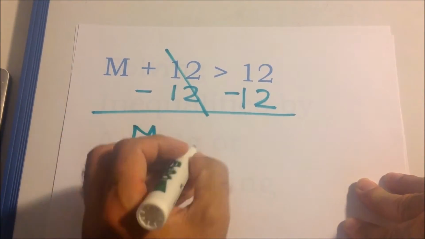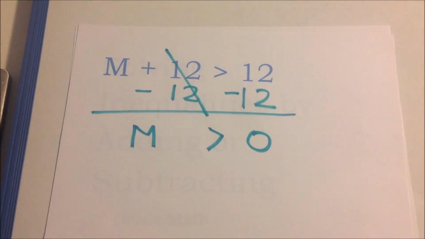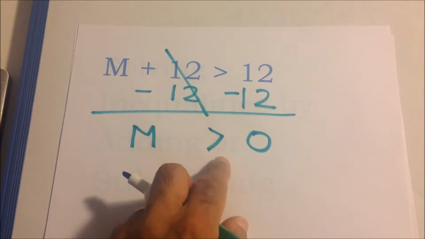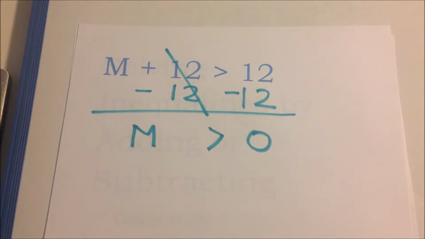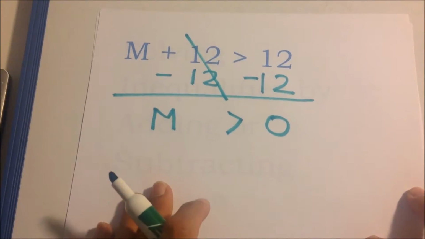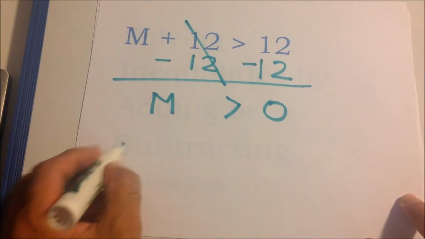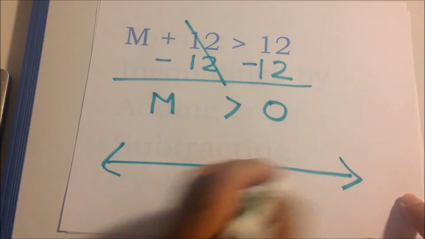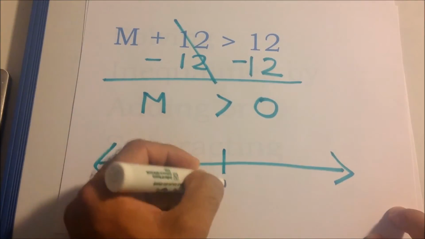So here we have m has to be greater than 0, not equal. The common mistake is we put an equal sign here. We're doing inequalities. So m has to be greater than 0 for this to work. So m could be 0.1. That's greater than 0. So we can put it on a graph, put a line graph here, and we'll just put some numbers down.